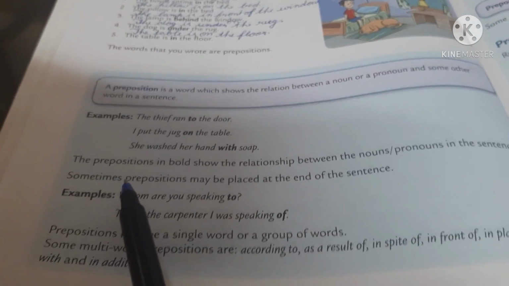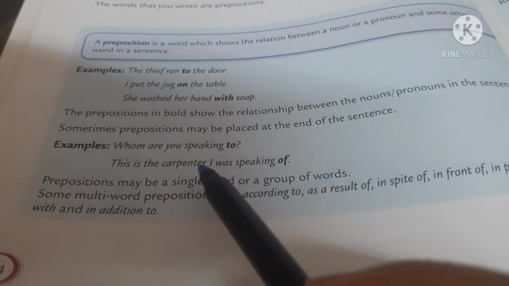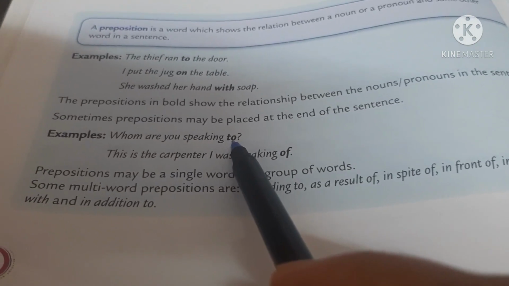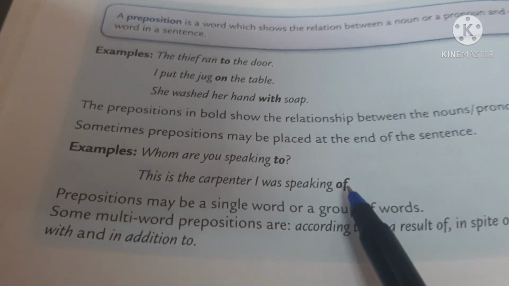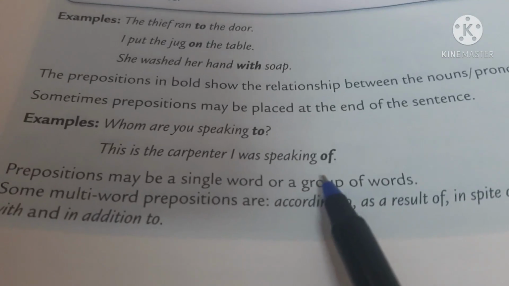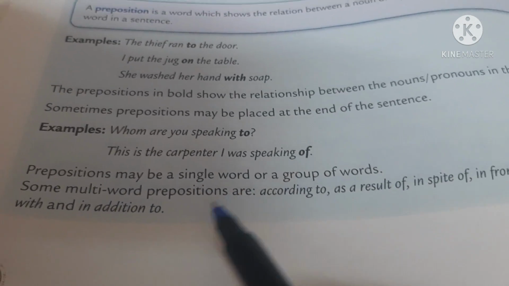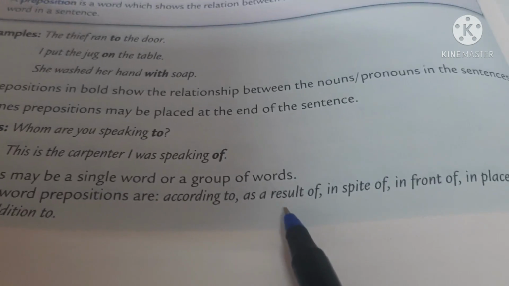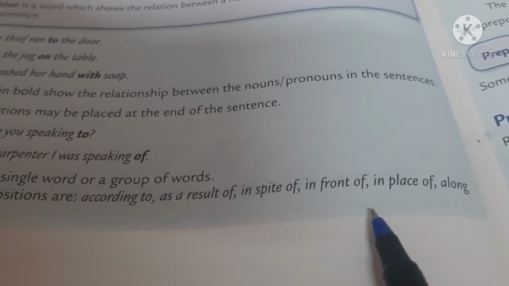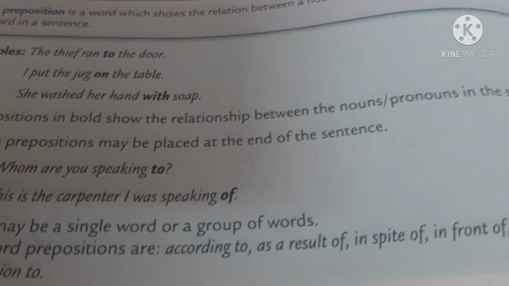In the sentences, some prepositions may be placed at the end of the sentence. Whom are you speaking to? So yes, you can see that to is at the last of the sentence. This is the carpenter I was speaking of. So you see that of is at the end of the sentence. Now prepositions may be a single word or a group of words. Some multi-word prepositions are according to, as a result of, in spite of, in front of, in place of, along with, and in addition to. So these are formed by a group of words.